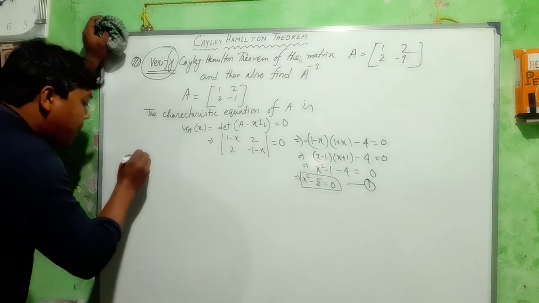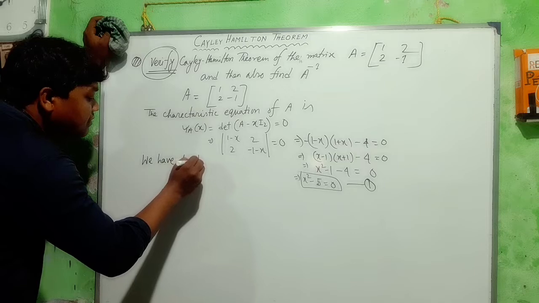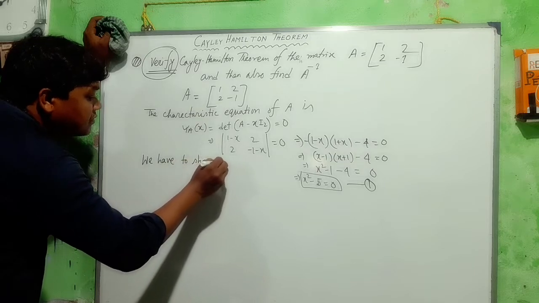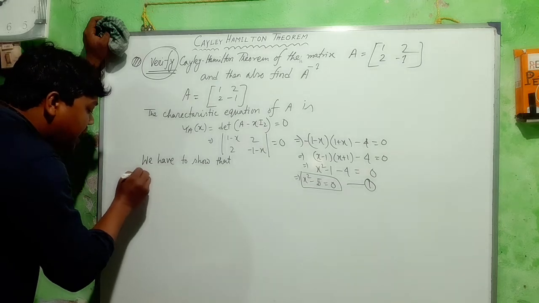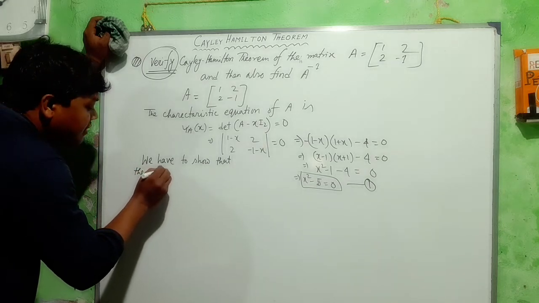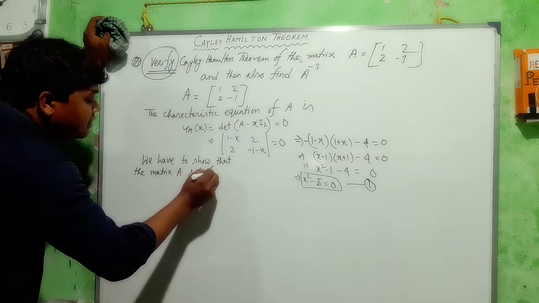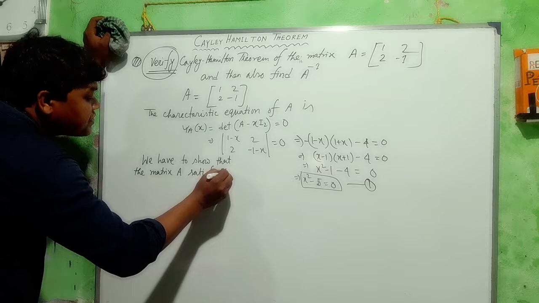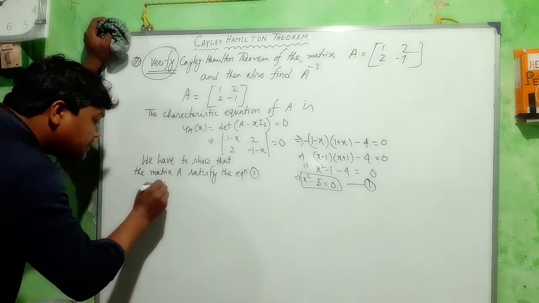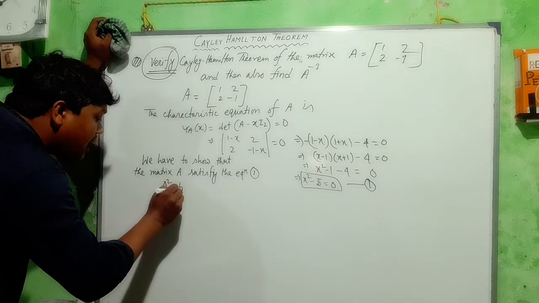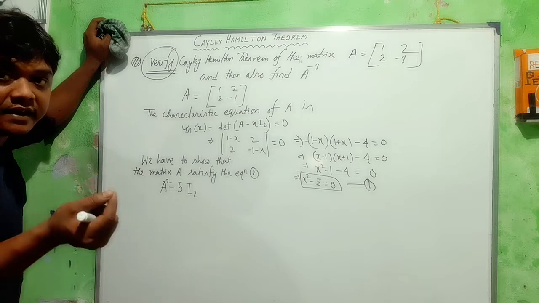So we have to show that the matrix A satisfies the equation 1. Okay. So that means A square minus 5 I2.